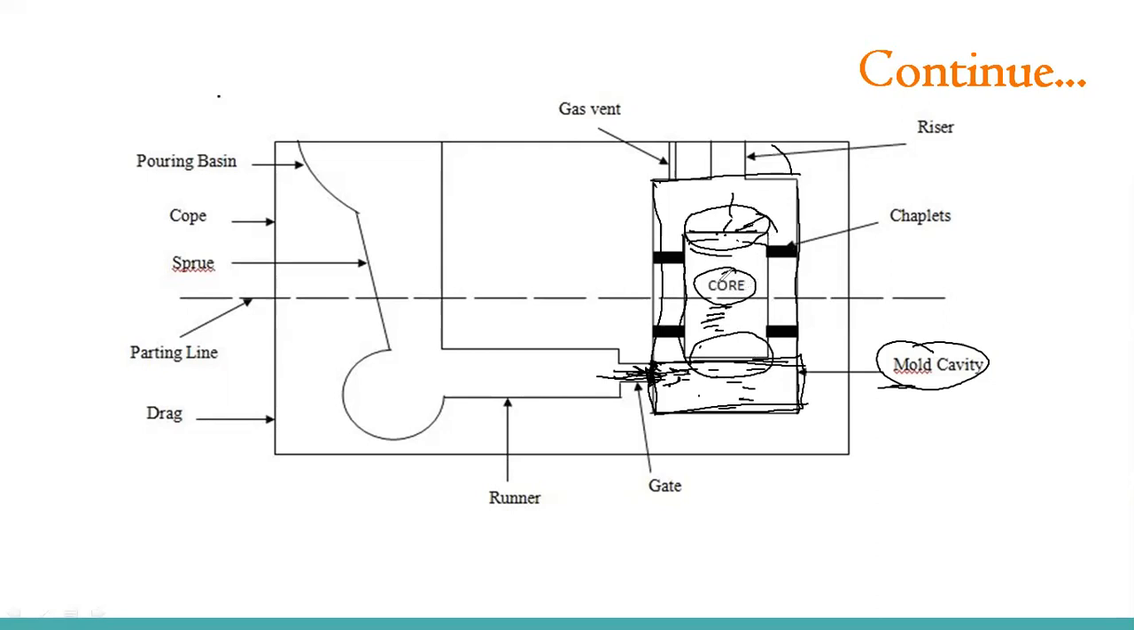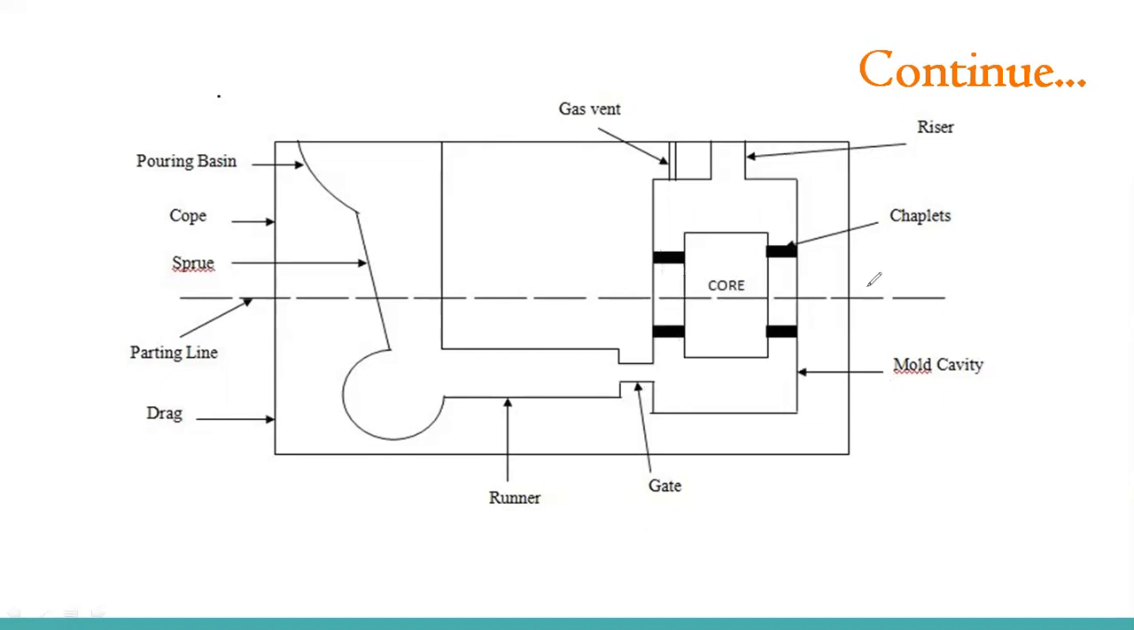First of all, this core is generally made up of sand or casting sands. This core is completely made of sand, and now we have to hang it in between the mold cavity. So we use chaplets. Once through these chaplets we hold the core along with the boundary of the mold cavity, we have placed the chaplets in between and hang this core.